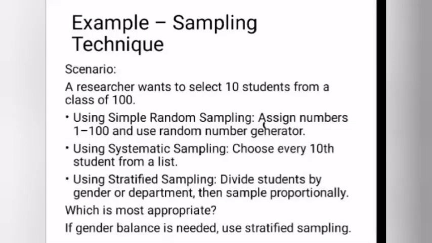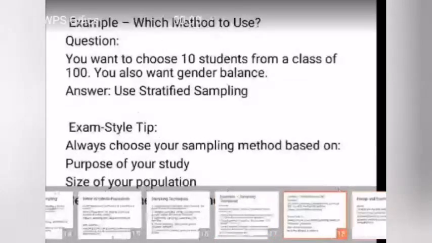You divide them into groups. So in case you're using gender or trying to use a group, you can use stratified sampling. Depending on the question, if they say select the students based on gender or based on this particular group, you would know that you are using stratified sampling because you divide them into strata, which is a group. Another example using the same thing: if you're trying to pick them based on gender, you use stratified sampling.